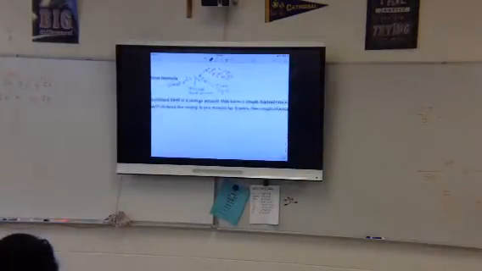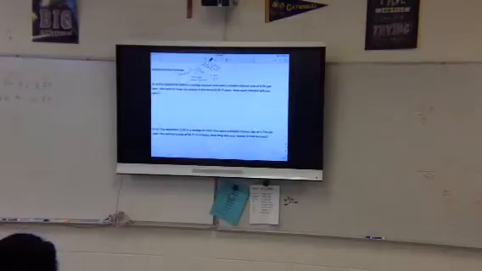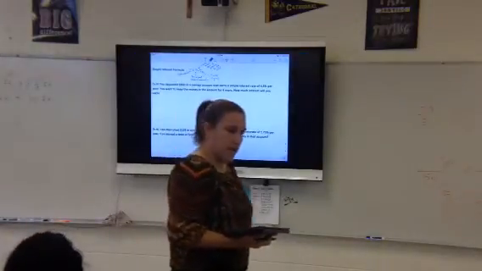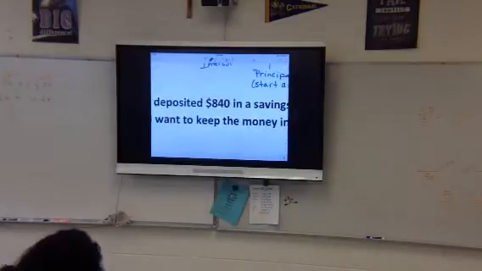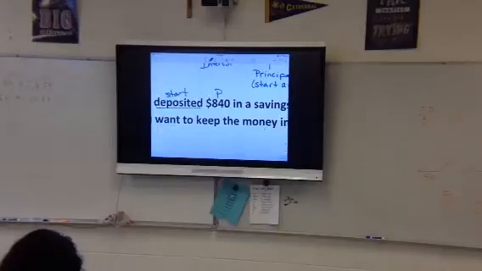So let's look at this first problem here. You deposited $840 in a savings account that earned a simple interest rate of 4.5% per year. You want to keep the money in the account for 4 years. How much interest will you earn? If I'm looking at I equals PRT, do we know I yet? No. 840 is what letter? The P. You deposited, that's your start amount. So when it says deposit, that means start.